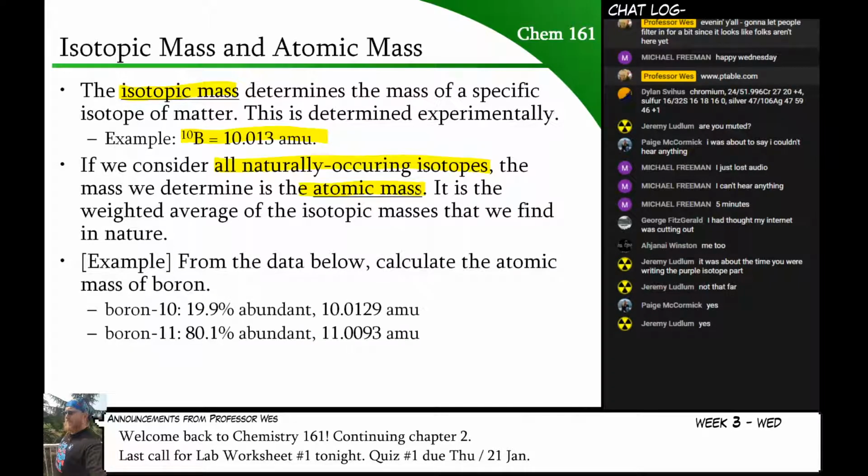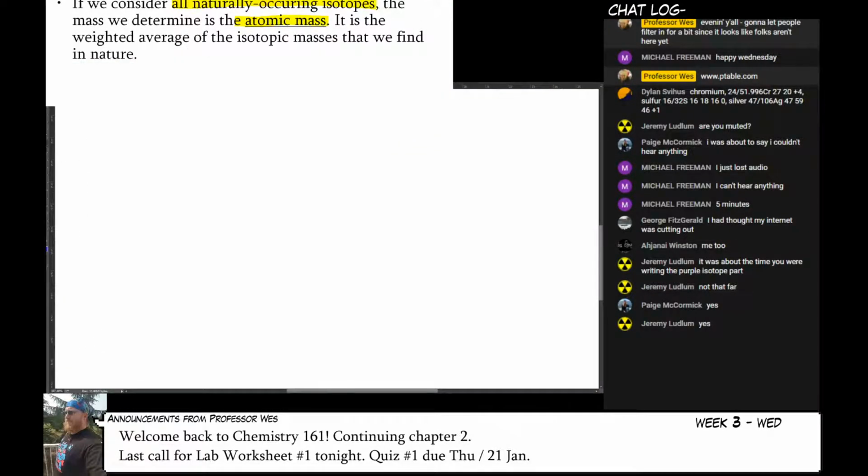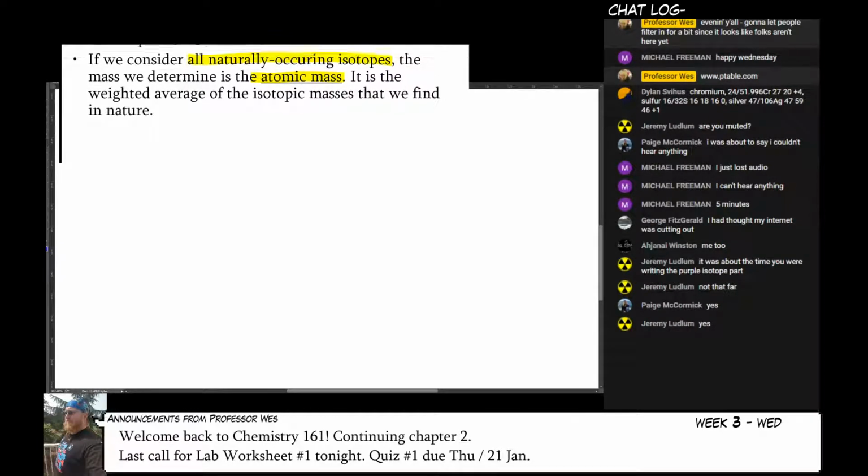Now, I don't know if I put the formula on the board here. I don't think I did. So I'm going to show you the formula for a weighted average. Actually, let's do that right here, because we're going to use this formula in a second.